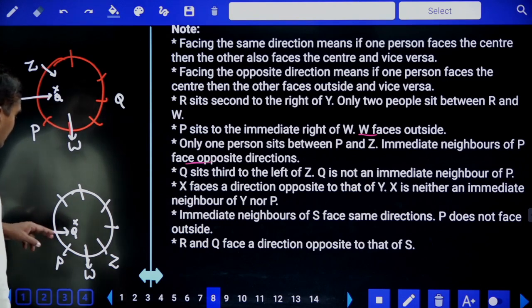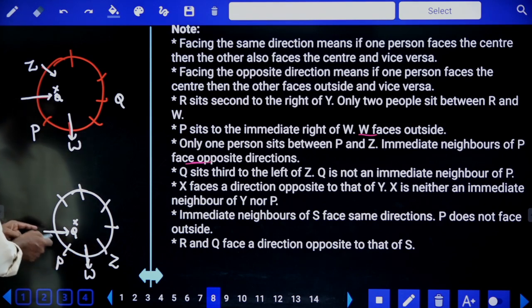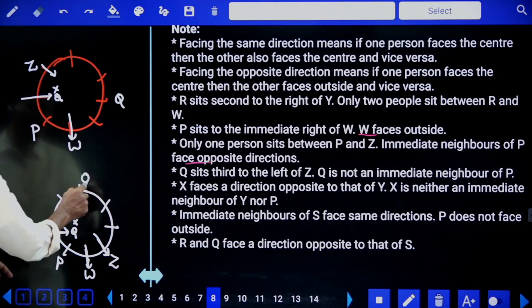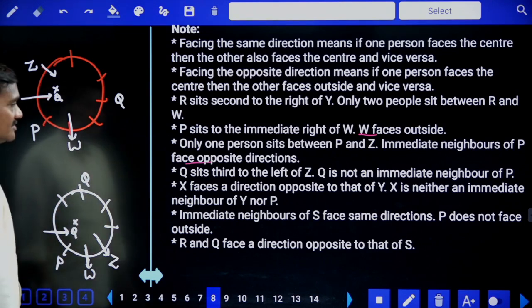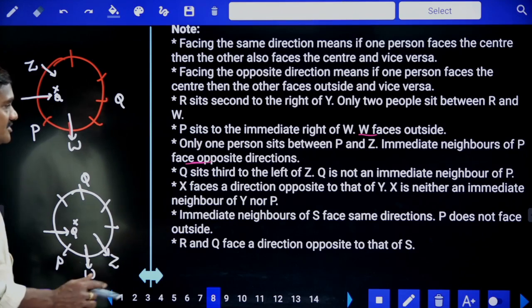Then coming to this one, Q is not an immediate neighbor and Q sits to the left of Z. 1, 2, 3. Q cannot come here, so Z will be away. 1, 2, 3. Q will be here. Now Q sits to the left of Z. Q is not an immediate neighbor of P, and X faces a direction opposite to that of Y. X and Y are in opposite directions.